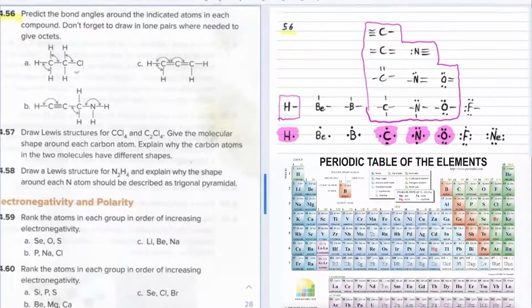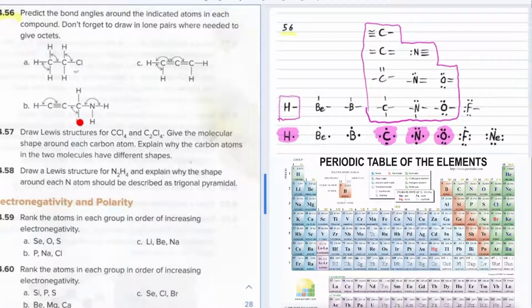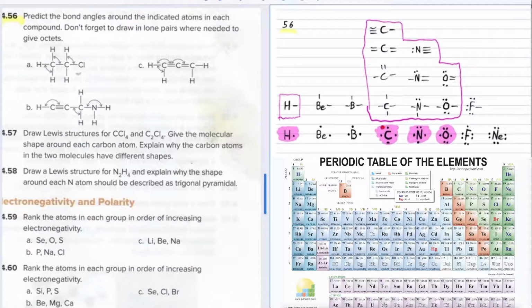So looking at all the hydrogens, they all have one bond. All of the hydrogens look good. Nothing wrong with the hydrogens. They don't need any lone pairs. What else do we got? We got carbons in all of these. So carbons will look like this. Carbon has four bonds. It could be four singles, two singles and a double, two doubles, or maybe a single and a triple.